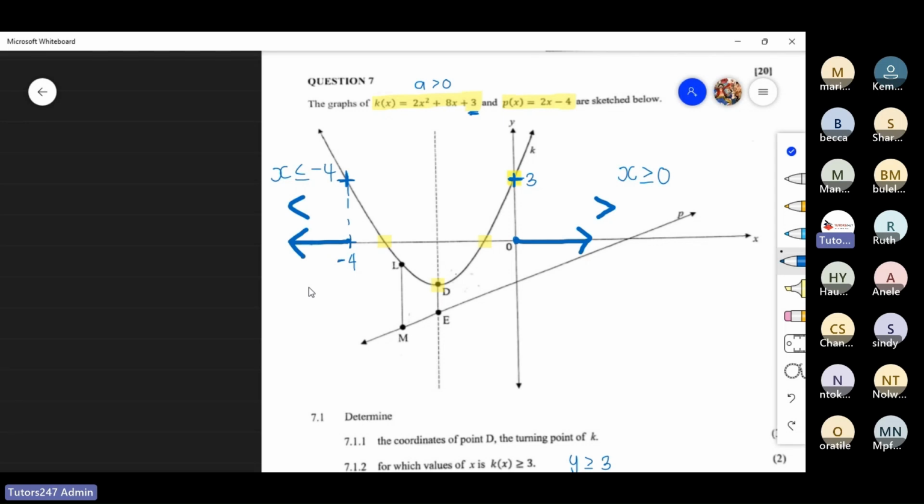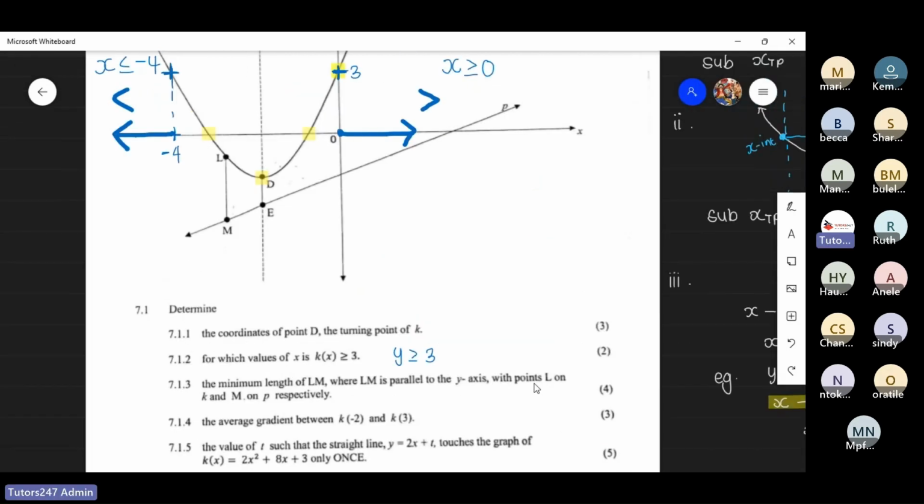And something that's very important, don't forget to put the equal to sign as well, because keep in mind they've mentioned k of x greater than or equal to 3. If they just said greater than 3, we would have left out the equal sign. So it's very important, okay? That equal sign means inclusive, meaning including that value.